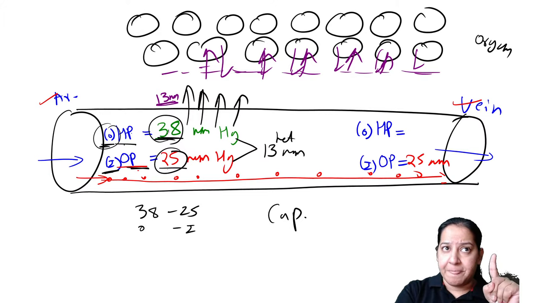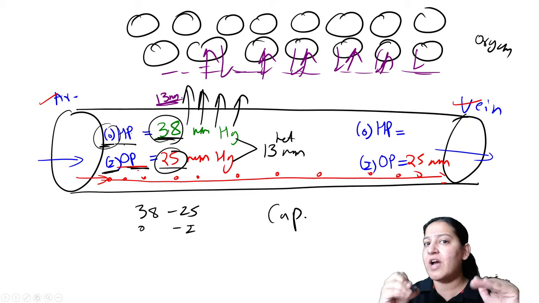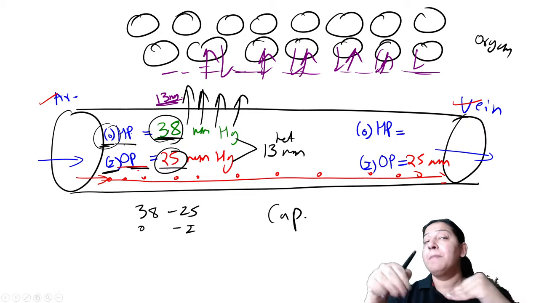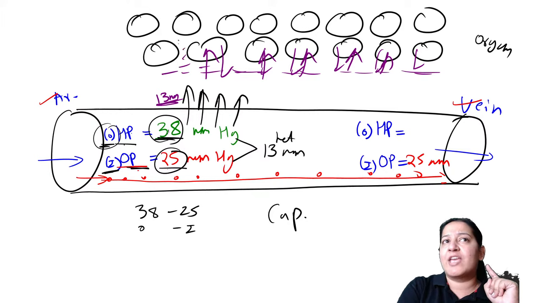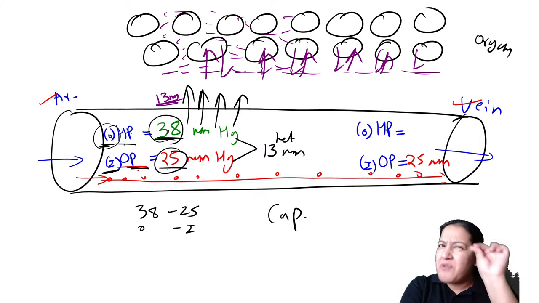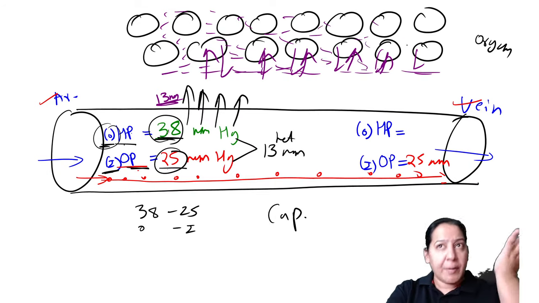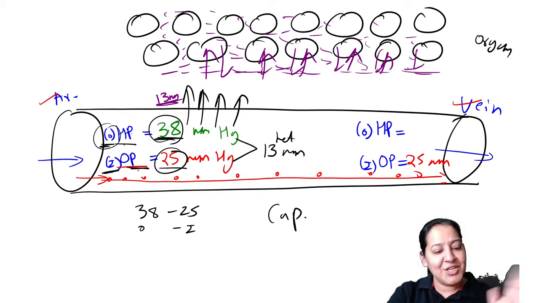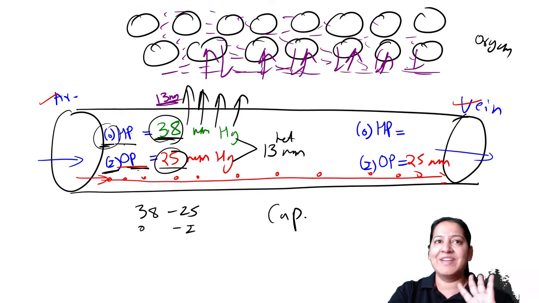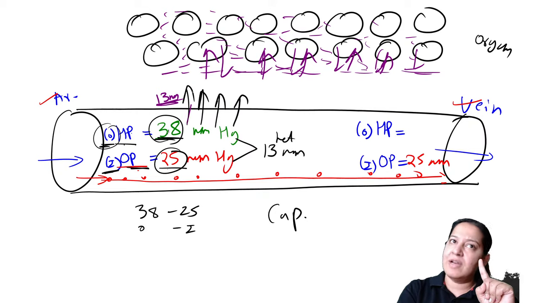The fluid coming out of the blood vessel because of this 13 mm of pressure will get accumulated in the interstitial space. In the interstitial space, it is accumulated temporarily, transiently, for a fraction of a second. It is not accumulated permanently. If there is permanent accumulation, then it is edema. I'm teaching you normal right now, not edema. Right? So, as I have told you, the water is going out.